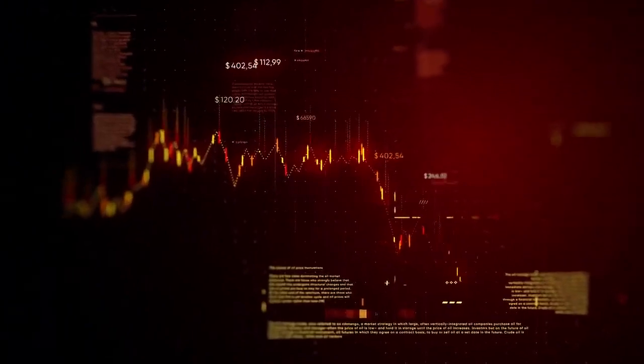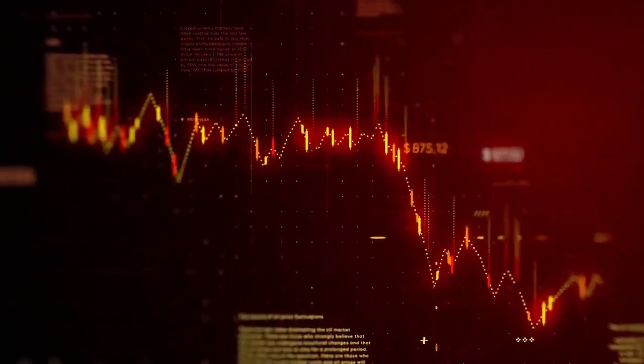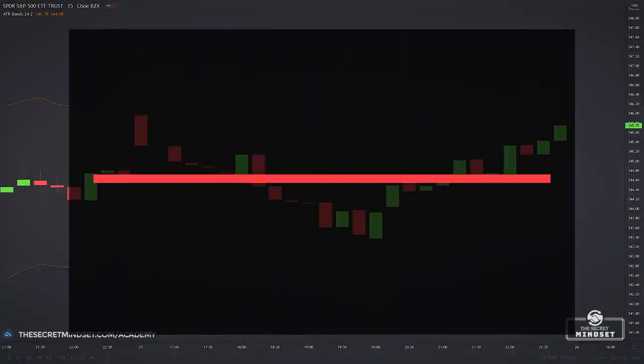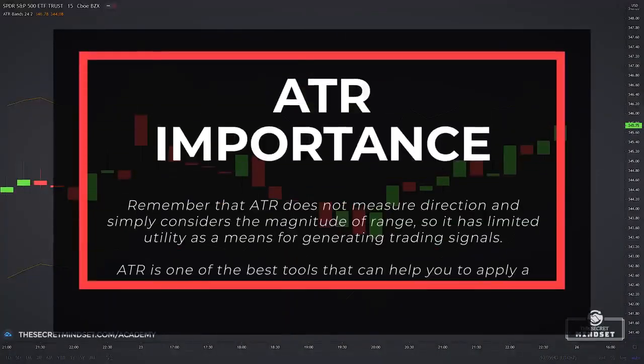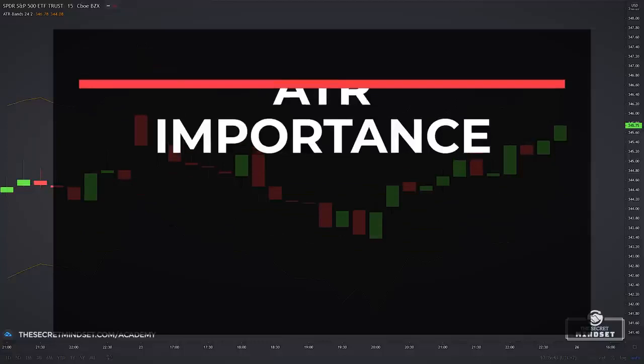As you probably know, one of the most important aspects of trading and investing is having a disciplined risk management process. Because the ATR doesn't measure direction and simply considers the magnitude of range, it has limited utility as a means for generating trading signals, but it's a useful tool for providing an idea about how much a market may move and will help you to apply a proper position size and a proper stop placement.